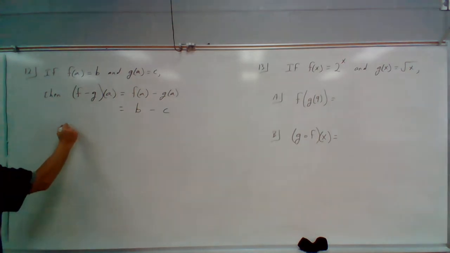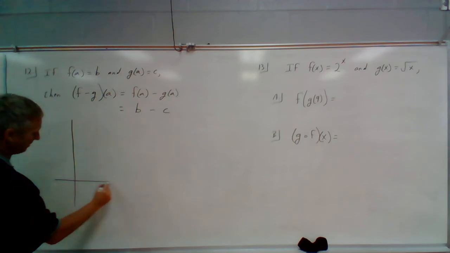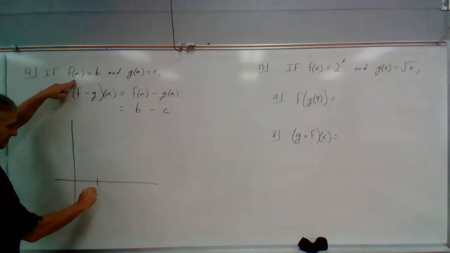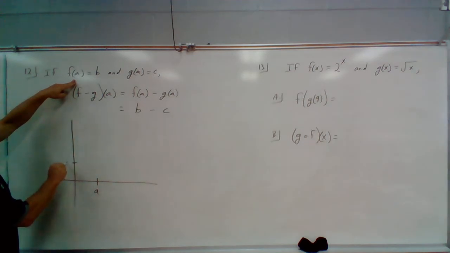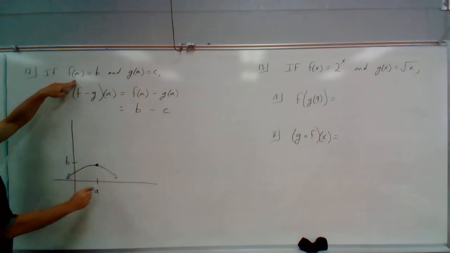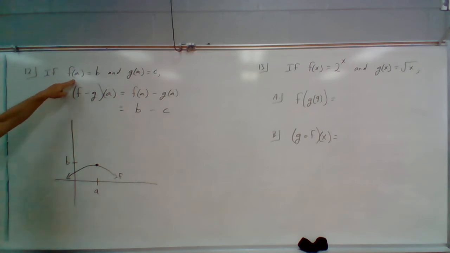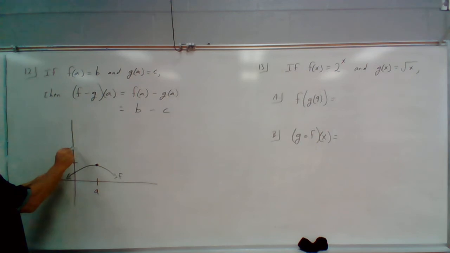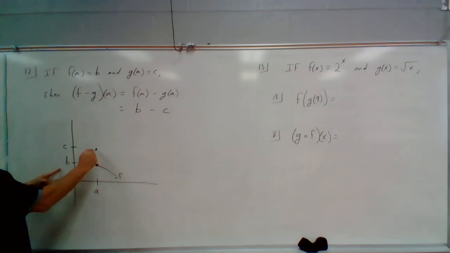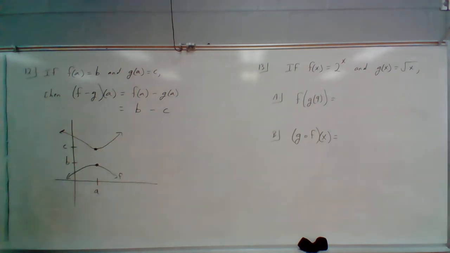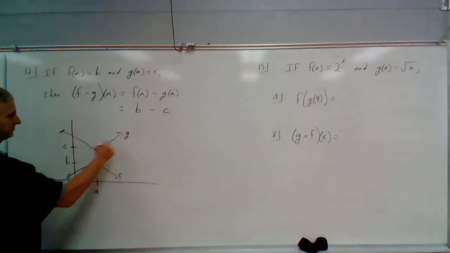Make sure you understand graphically what's going on here. So I've got some function F, and I know that if I plug in A, I get B out of it. So I know I get this point. I don't know what F looks like. Maybe it looks like that. There's our function F. I've got another function G that if I plug in A, I'll get C. So maybe it looks like this. We don't know that. All we know is this one point.